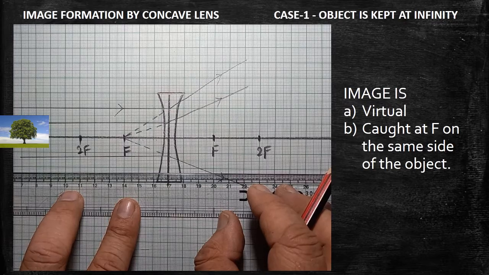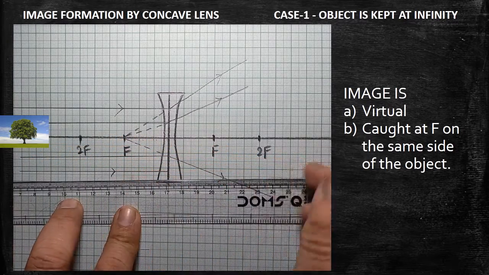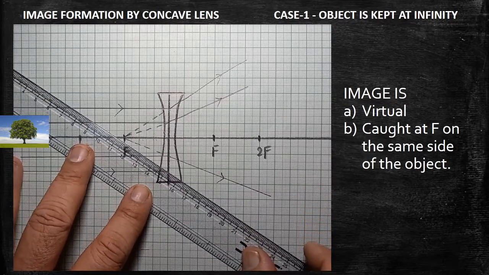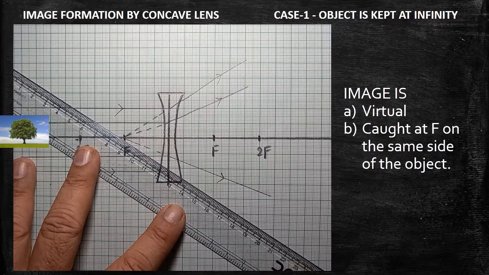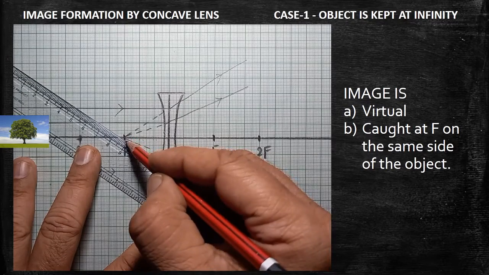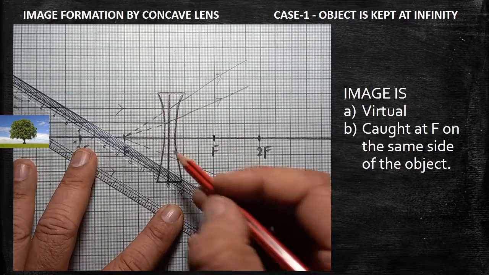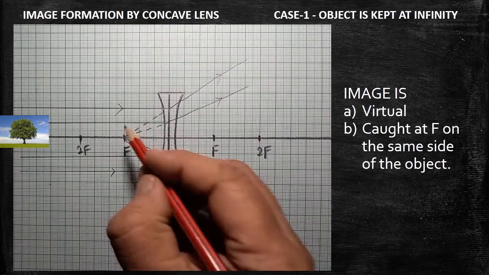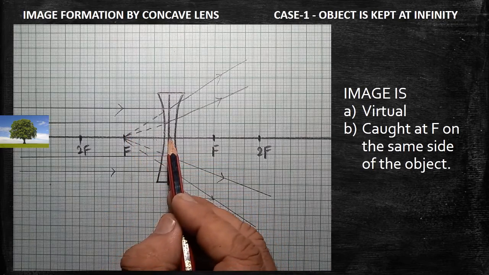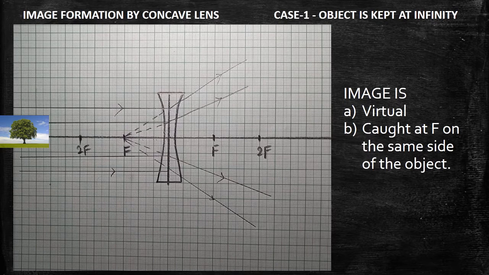Now I am going to draw one more ray, a parallel ray. Now what happens? It is going to get diverged, but it appears to come from this point. Are you clear? Draw the divergent ray, but it appears to come from this point. Understood? Now this is the principal focus. In between the center and principal focus, you can measure the focal length of the concave lens.